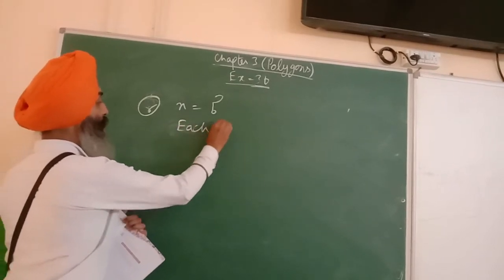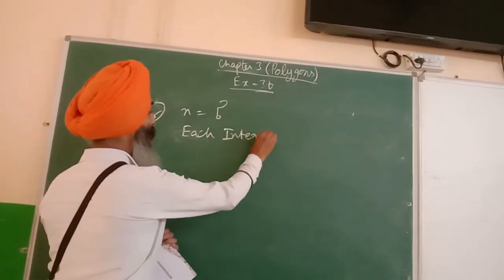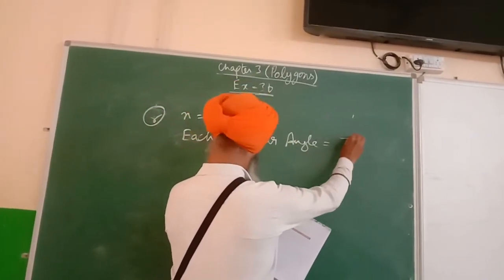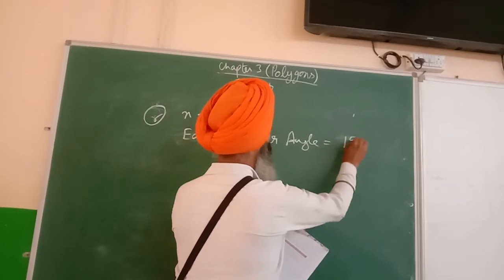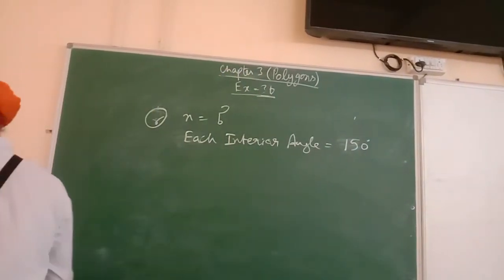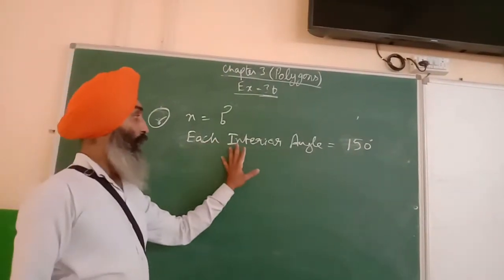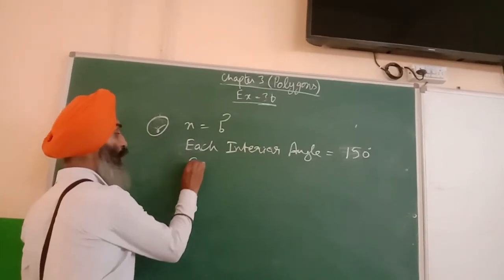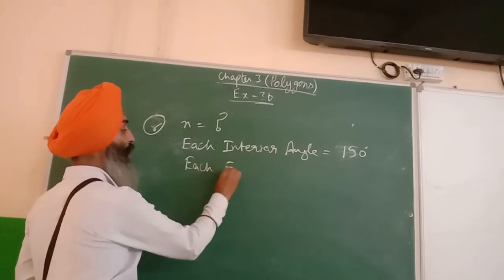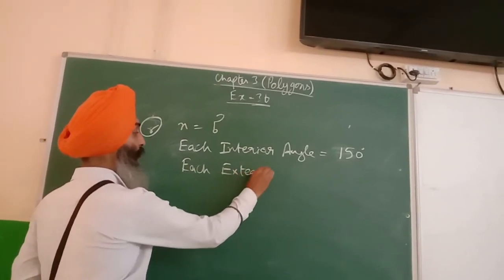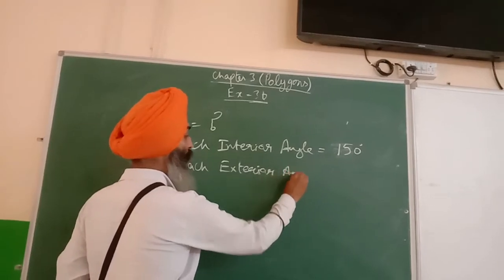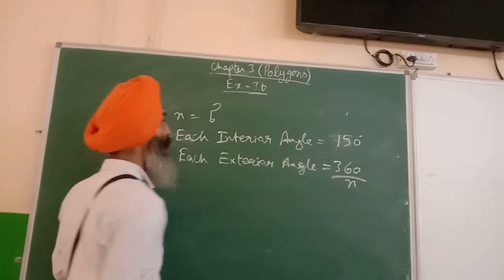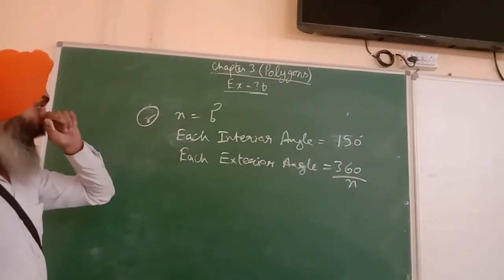Each interior angle is 150. So a 150 angle is given. There is also a direct formula, but you will find it by this method. First of all, you will find each exterior angle by applying the formula 360 divided by n. We have to find the value of n.